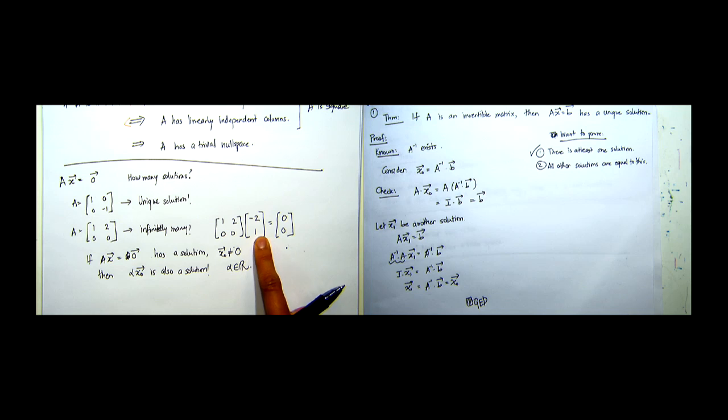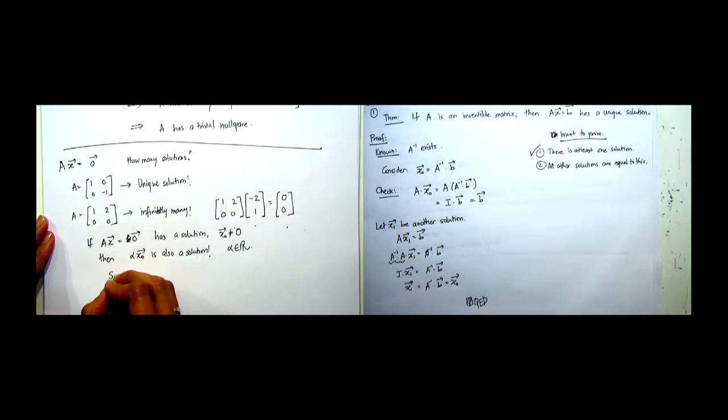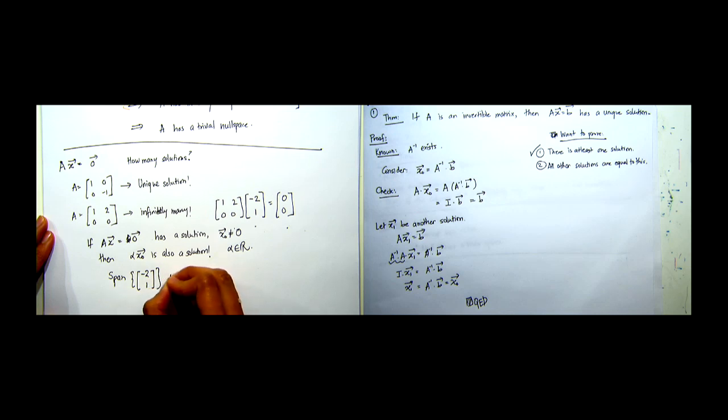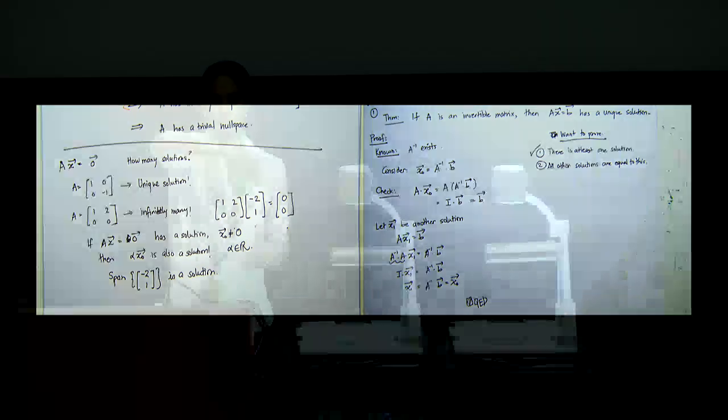Right? 5, 13, whatever, right? Any scalar multiple of this vector is still always a solution. So how could you write this using the notation that we now know? We know that therefore span of (-2, 1) is a solution. Right? All of the scalar multiples of this are a solution.